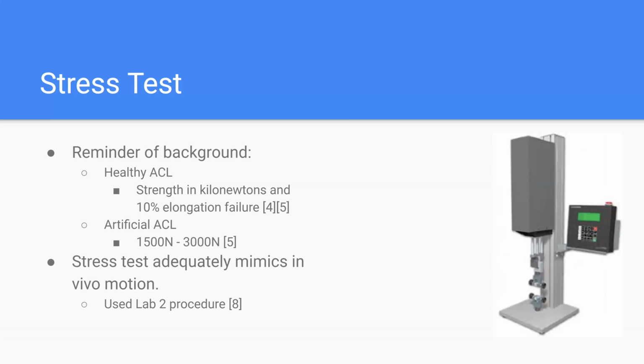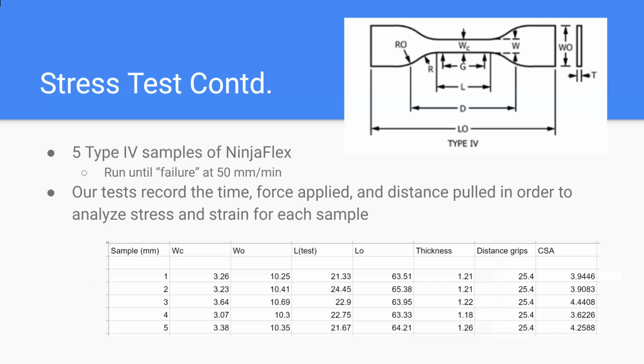Just a quick reminder of background, a healthy ACL would have a strength in kilonewtons and 10% elongation failure. We would want our artificial ACL to be able to withstand 1,500 newtons to 3,000 newtons. The stress test that we designed adequately mimicked the in vivo motion. We used the Lab 2 procedure. You can see that device on the right side of the screen. That's the device that we used in lab to stress test our materials.